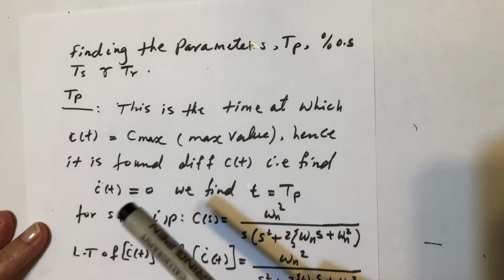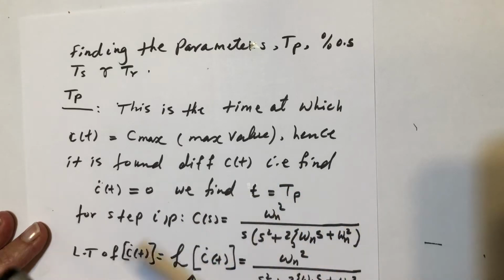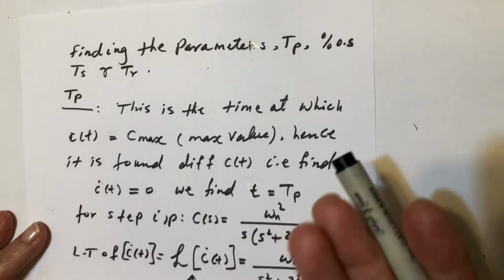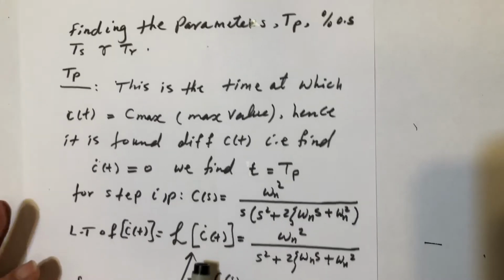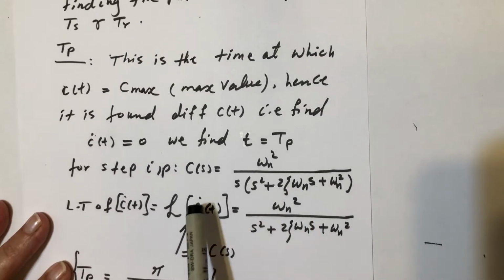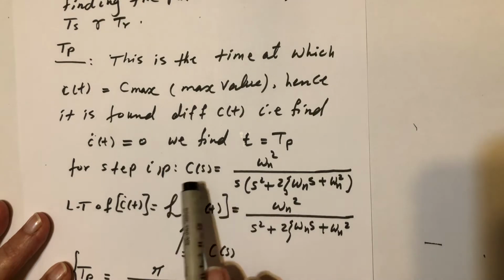You remember what's the meaning of a maximum? It's maxima and minima. So if you want to find the time and the maximum value, you go and differentiate the equation of the system. So we have to differentiate the response which we have. You remember that the response is like that. This one is a second order system. It's omega n squared. Well, this is the step input. This is C of S.